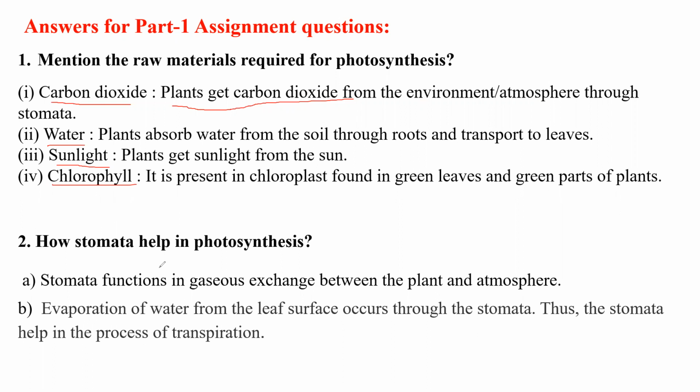Number 2, how do stomata help in photosynthesis? Stomata function in gaseous exchange between the plant and atmosphere. Evaporation of water from the leaf surface occurs through the stomata. Thus, stomata help in the process of transpiration. So, the main functions of stomata are gaseous exchange and transpiration. These are the answers for the 2 questions.